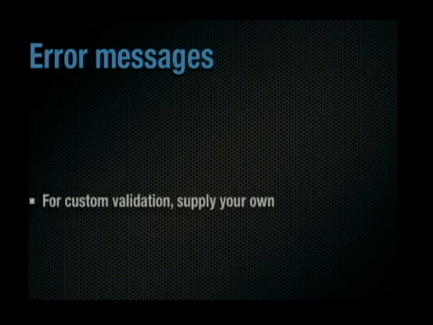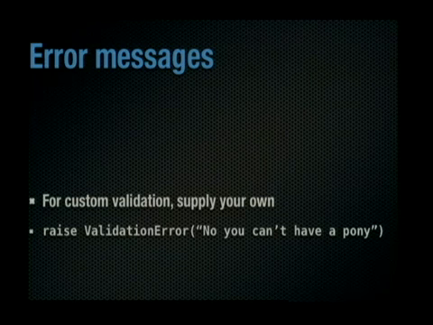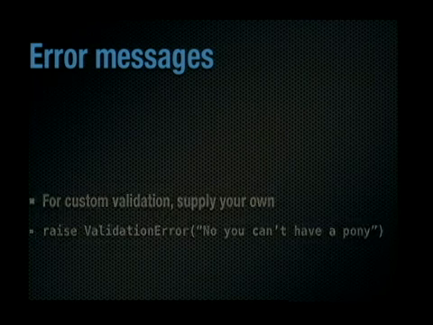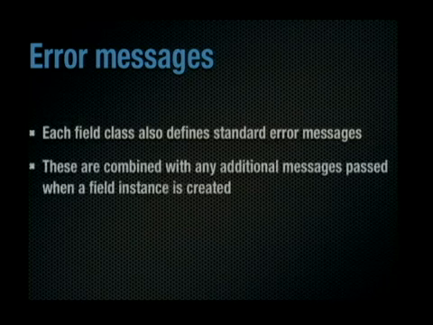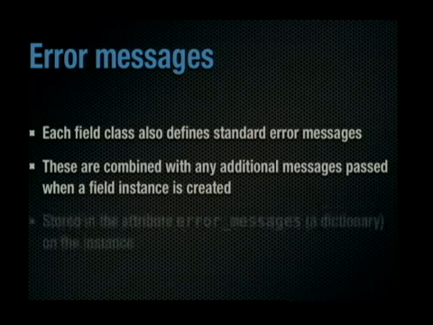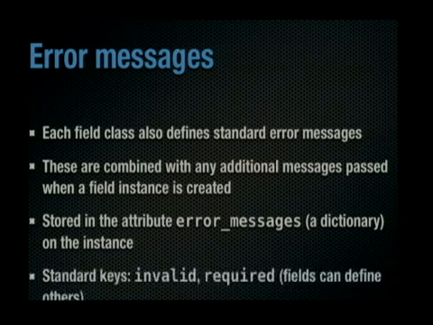Each one of these also carries its own error messages. You can supply your own by, for example, raising a validation error. There are also, on each and every field class, a dictionary of standard error messages. They're keyed. The documentation tells you what keys exist in there. Those are combined with any other additional messages that you pass in when you create a field. That dictionary is called error messages. Every form field type has two of them built in automatically, one called invalid, one called required.